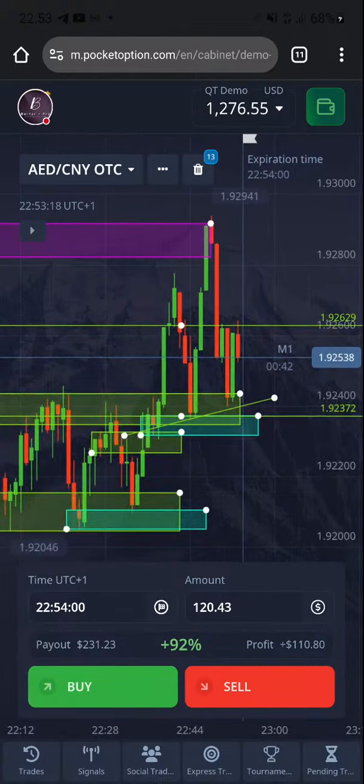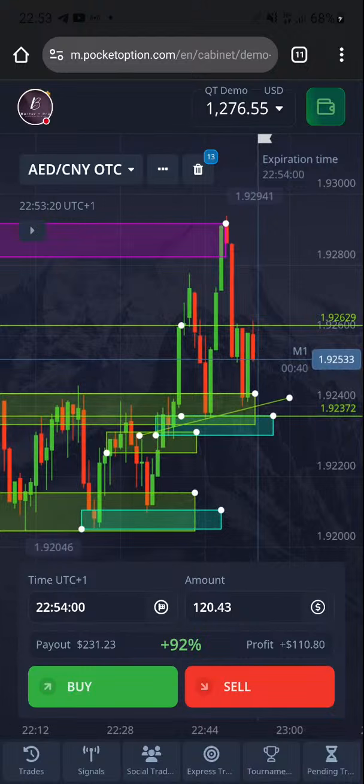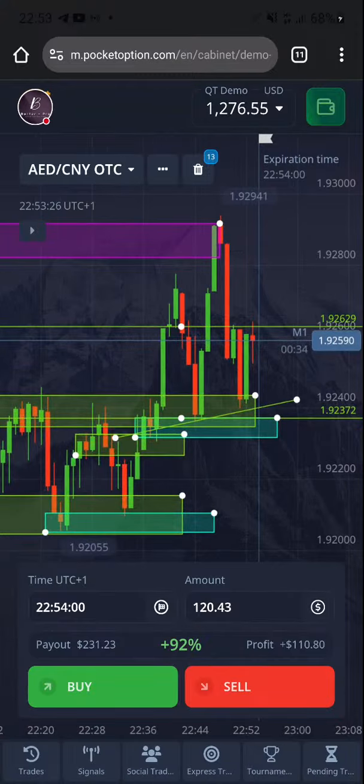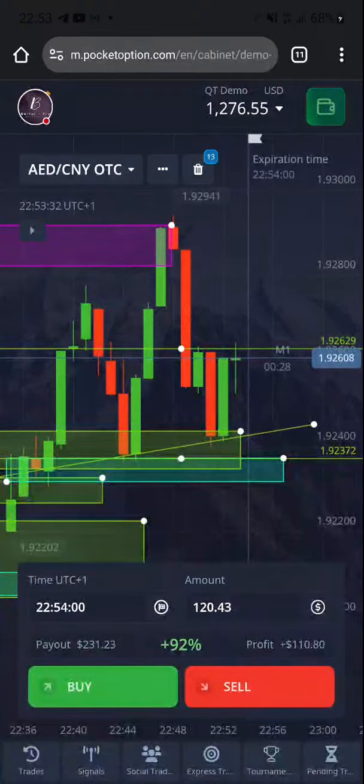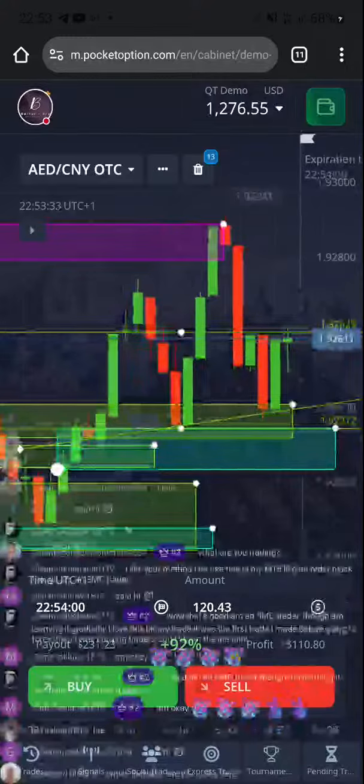I'm trying to make sense of this market. So now that we've touched a QM, it's very possible that the sellers will want to break to the downside, but they are giving us a retracement right here. They're giving us a retracement here.